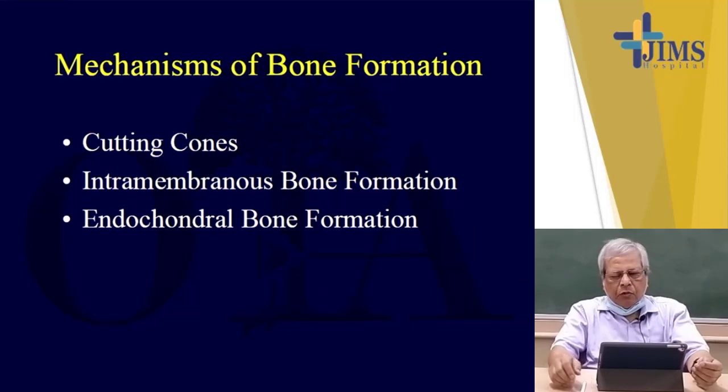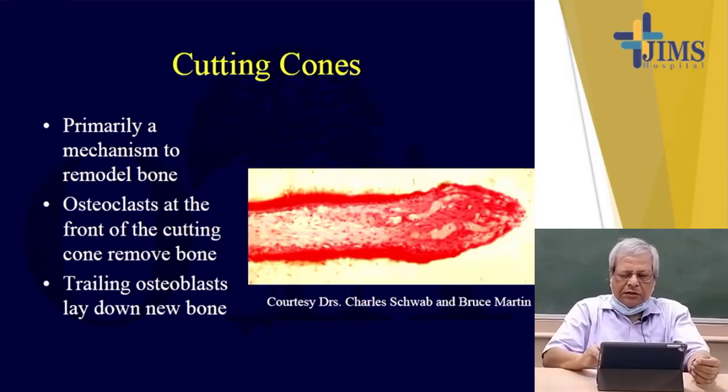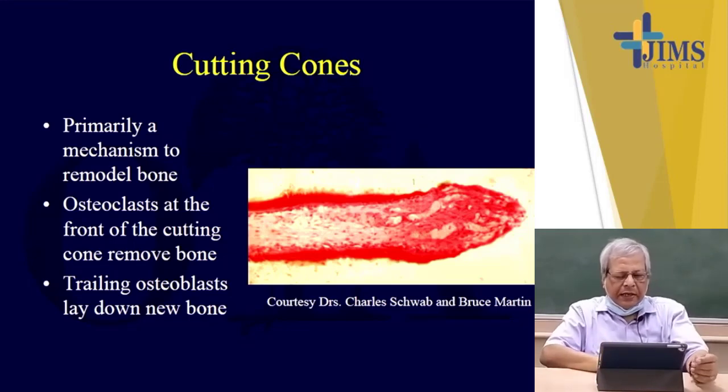The mechanisms of bone formation are basically cutting cones, intramembranous bone formation and endochondral bone formation. Coming to this later on. This is a cutting cone, a forwarding cone. Primarily a mechanism to remodel bone. Osteoclasts at the front of the cutting cone remove bone. Then trailing osteoblasts which lie behind, they lay down new bone.